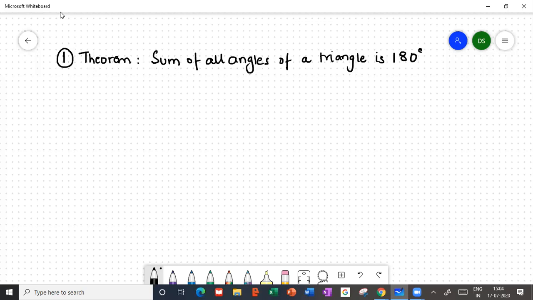Okay, so the theorem is the sum of all angles of a triangle is 180. We know that, right? But we need to prove it. I'll give you a hint: we use the properties of parallel lines to prove this. I'll just draw a triangle.